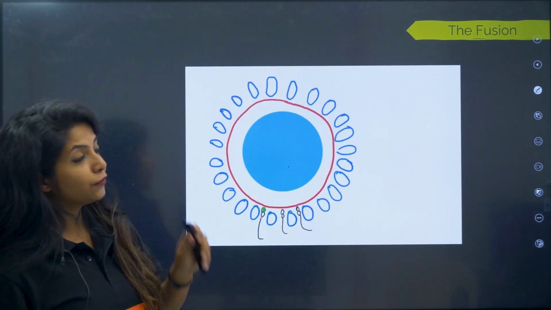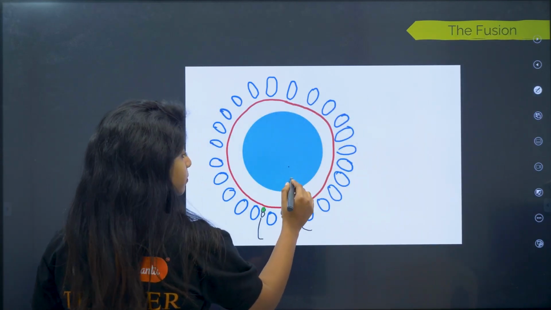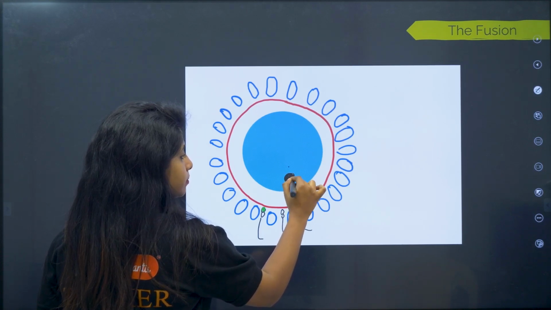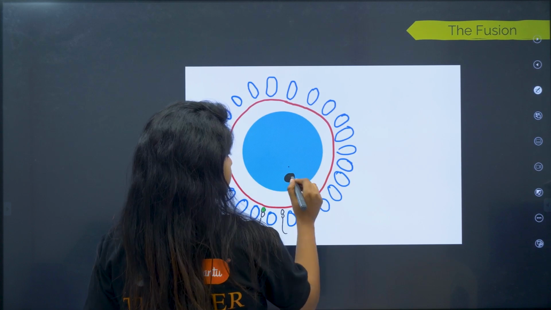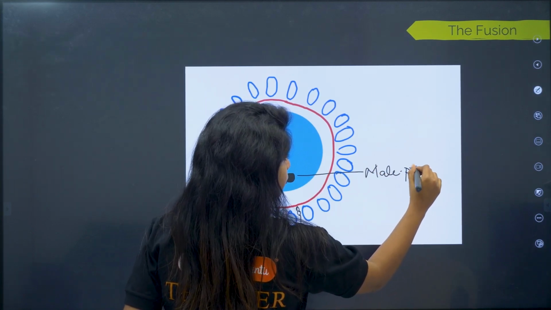So if you see the structure, this is how the fusion occurs. The sperm gives out its nucleus. What do you call this? You call this nucleus the male pronucleus.